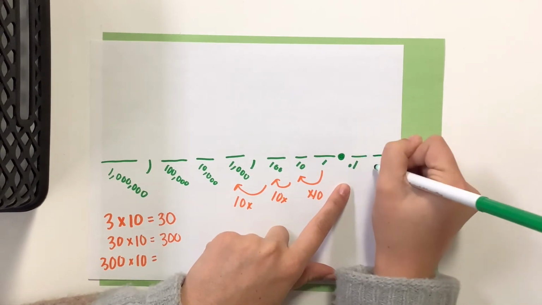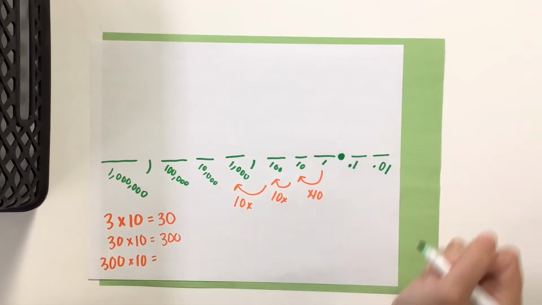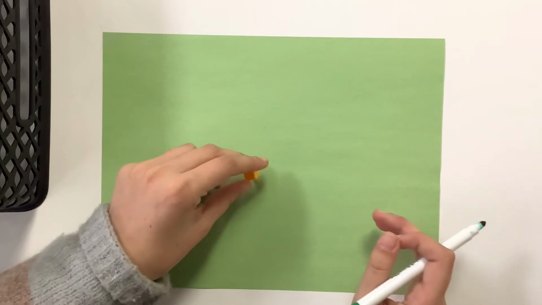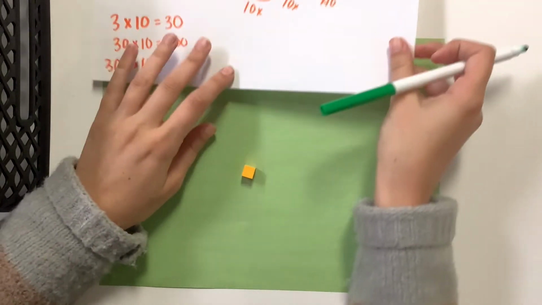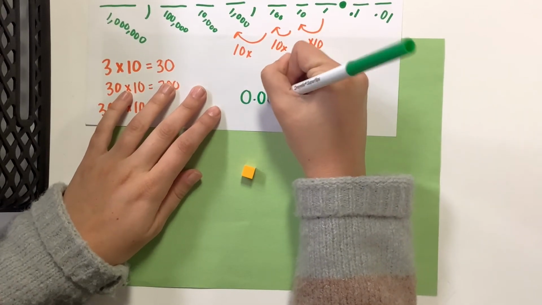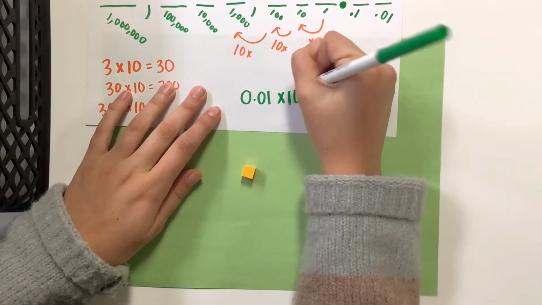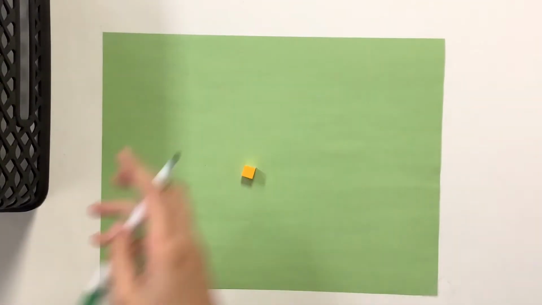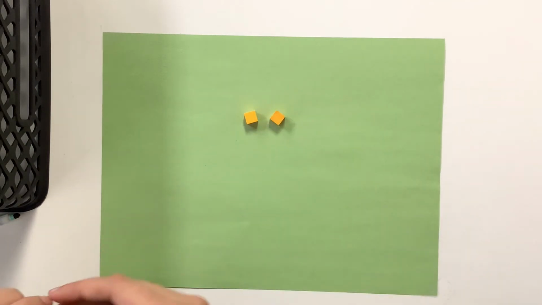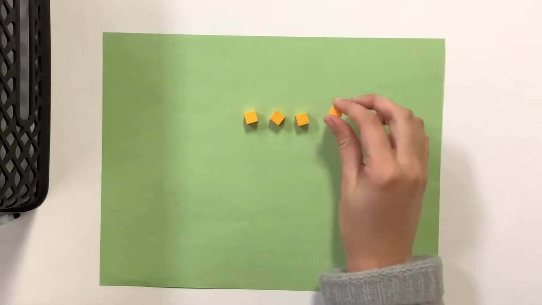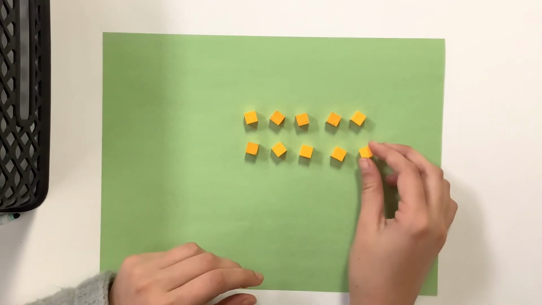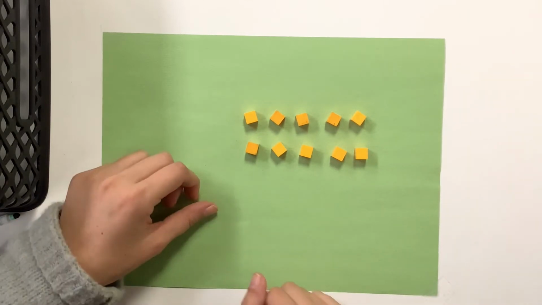And then we have our hundredths place. Let's think about this. If I have 1/100th and I want to make it 10 times greater, so 0.01 times 10. Okay, so I'm going to make this 10 times greater, so 1, 2, 3, 4, 5, 6, 7, 8, 9, 10. Okay, what do we know about this?